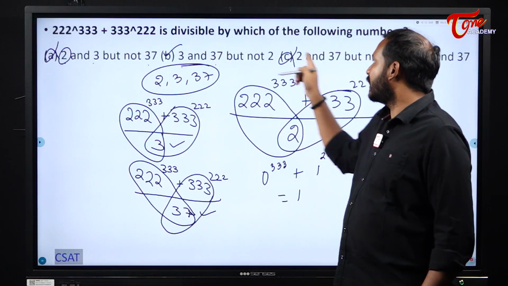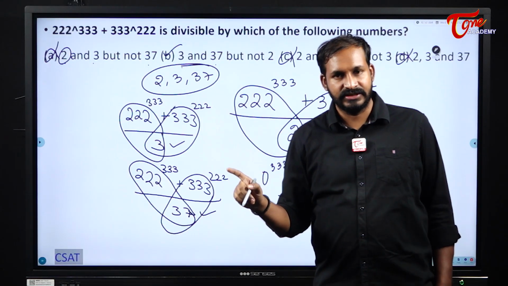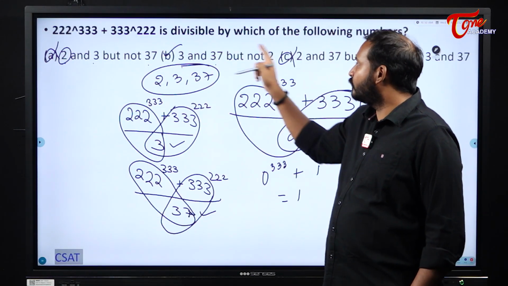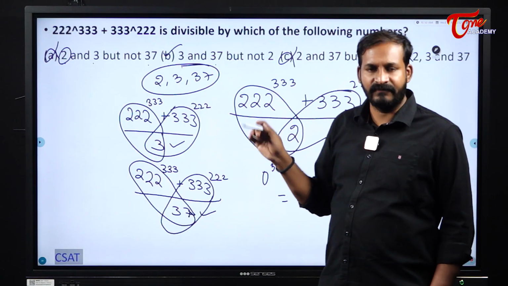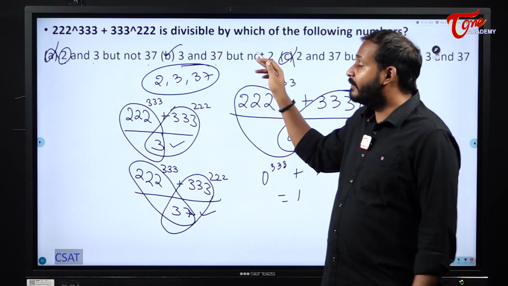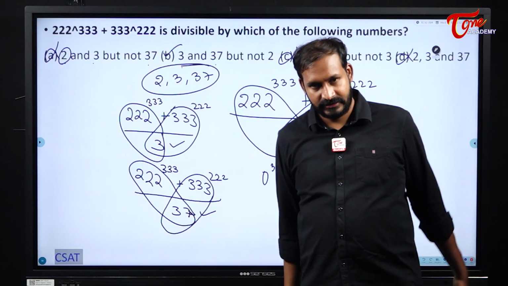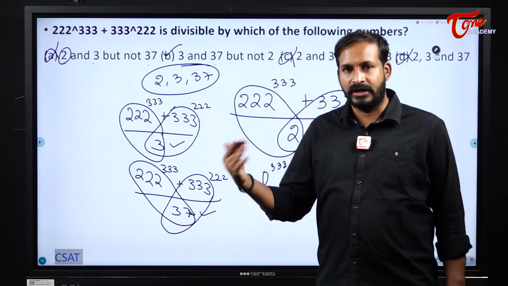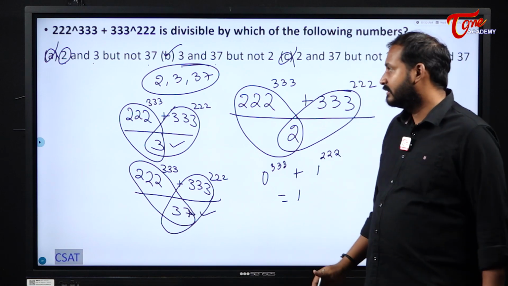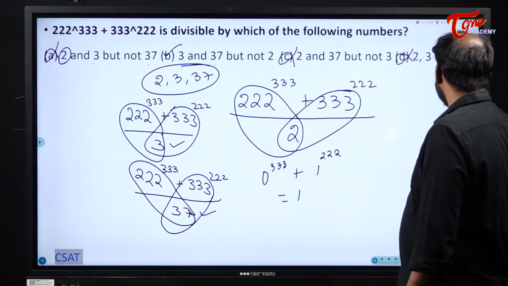Without doing all this, we can tell with only 2. See in options, try to eliminate. Whenever you see these type of questions, first of all check with 2. Wherever 2 is not present, try to delete them. For example, if the 2 is dividing, then eliminate the options in which 2 is not there. But here we are eliminating the options in which 2 is present. Okay, right. Next one.